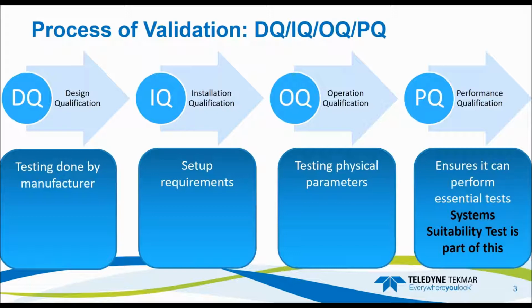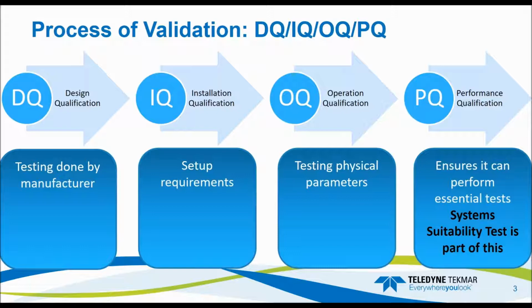And then that leads us to the operation qualification section, which ensures the instrument is operating correctly. But this is more the physical testing of the operation of the instrument. So this is making sure the auto sampler arm is moving correctly, the syringe and pumper are moving correctly, that kind of part of the instrument is functioning.